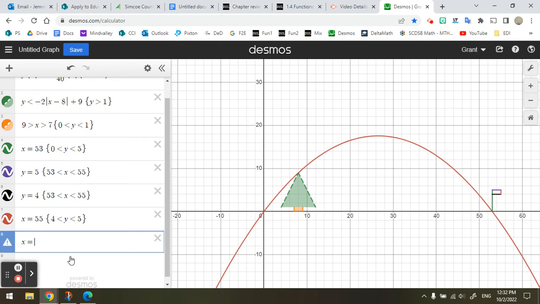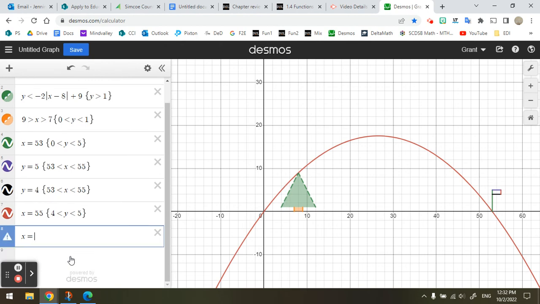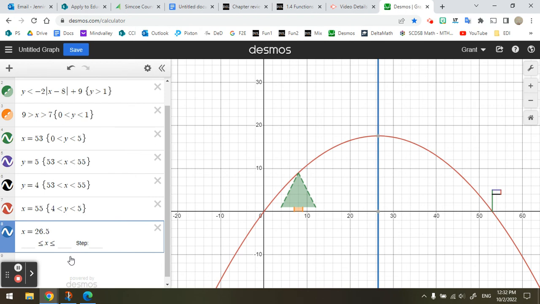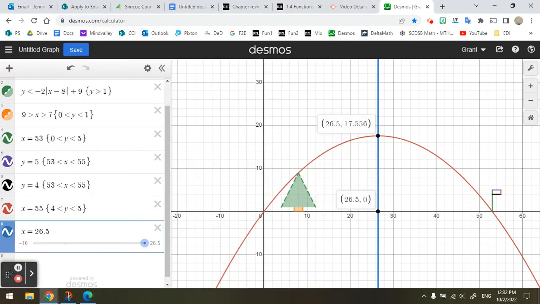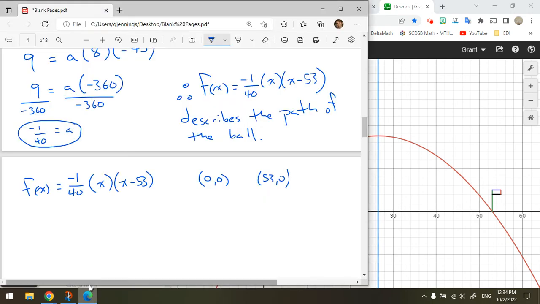x equals 26.5. There, it goes right through the vertex. It's the average of those two, 0 and 53. So let's just input that into our function. That should give us the coordinates of the vertex. So we know that the vertex happens like (h, k). The coordinates of the vertex are going to be at 26.5 and something. We don't know that yet, but we want to know the maximum height of the ball.